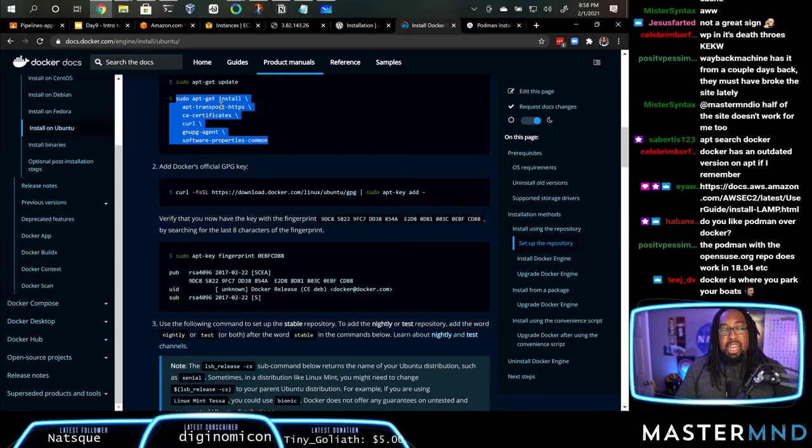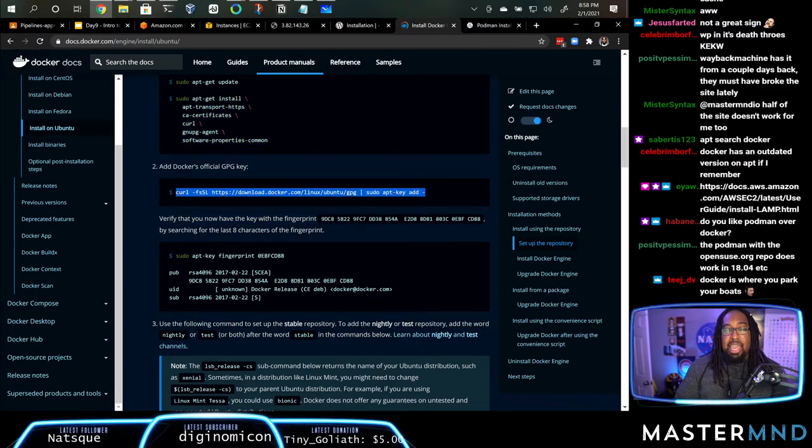I do like Docker a lot. Docker's where you park your boats. So first off, I don't think you all knew this, but your boy was in fact a boat owner.